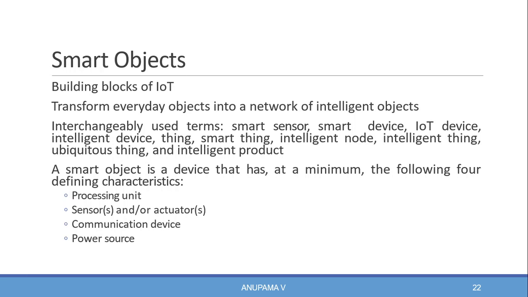the soil. The interchangeably used terms for smart object are smart sensor, smart device, IoT device, intelligent device, thing, smart thing, intelligent node, intelligent thing, and intelligent product. A smart object is a device that has at a minimum the following four defining characteristics: processing unit, sensor or actuator, communication device, and power source. Now let us learn about these four defining characteristics of a smart object.